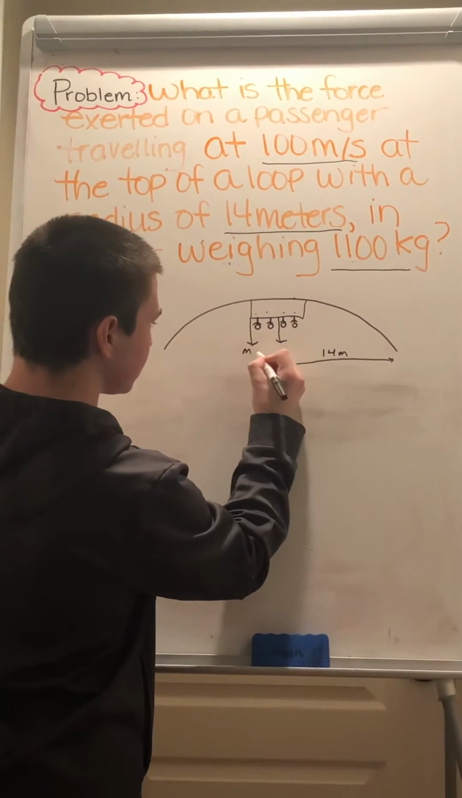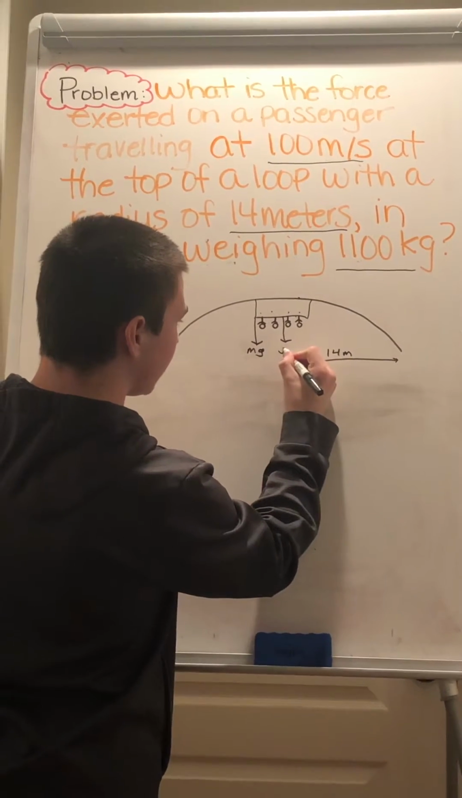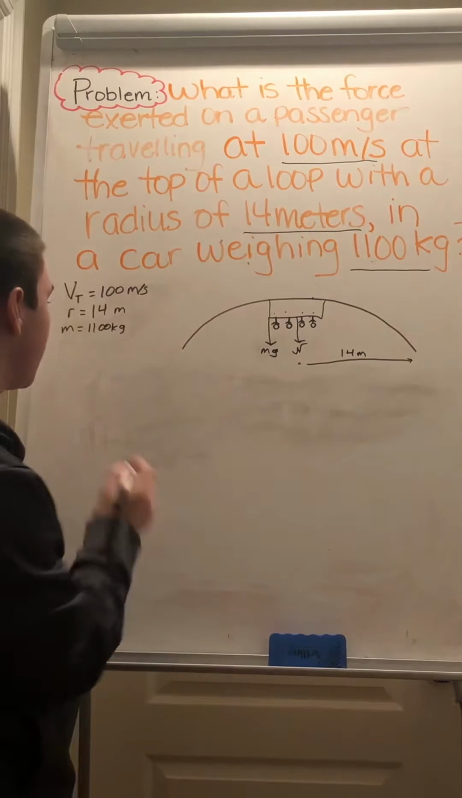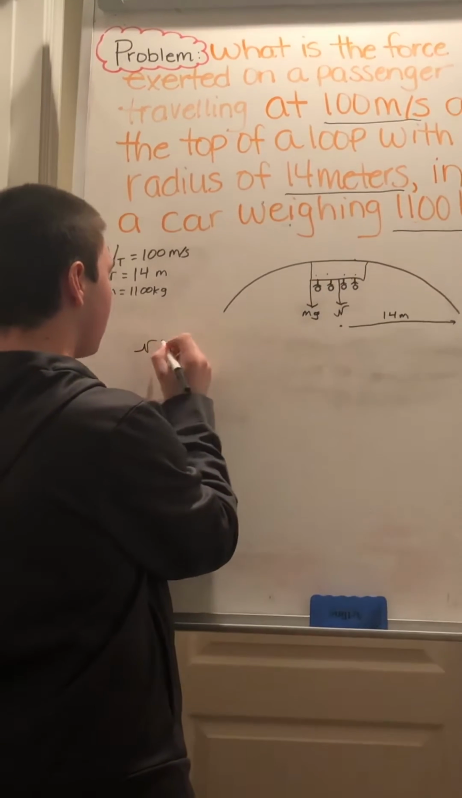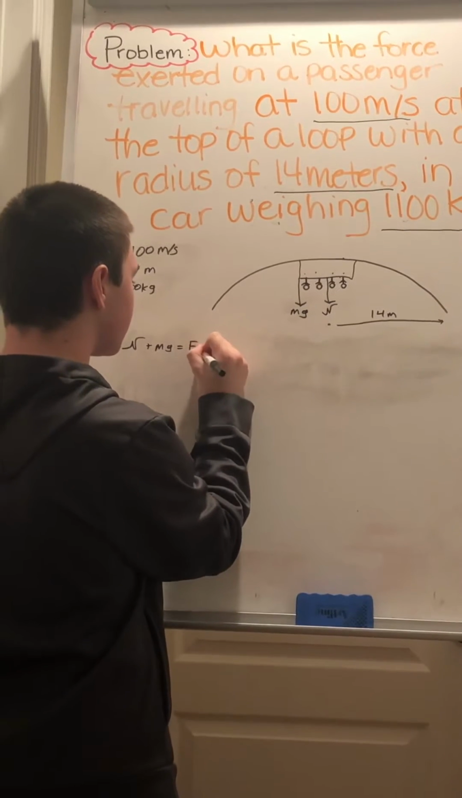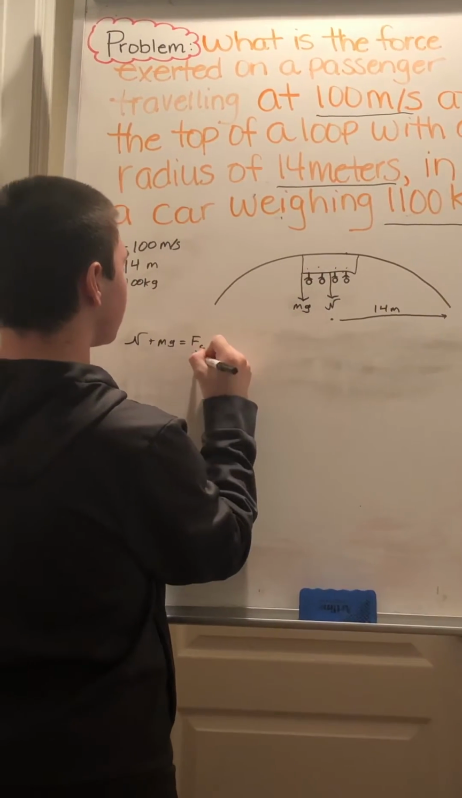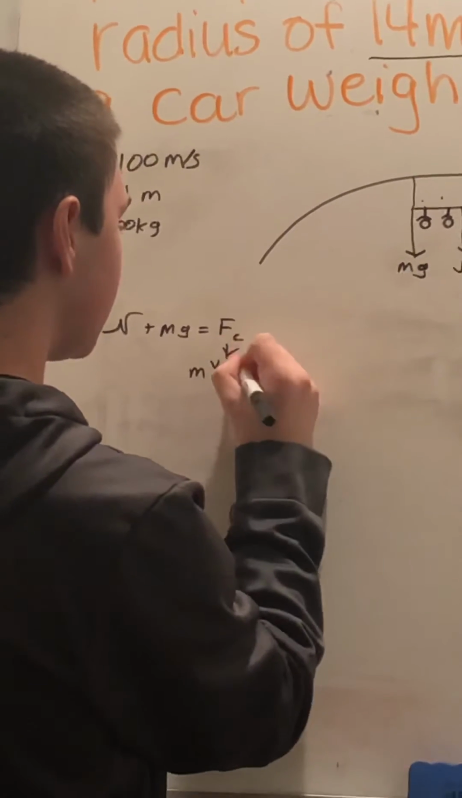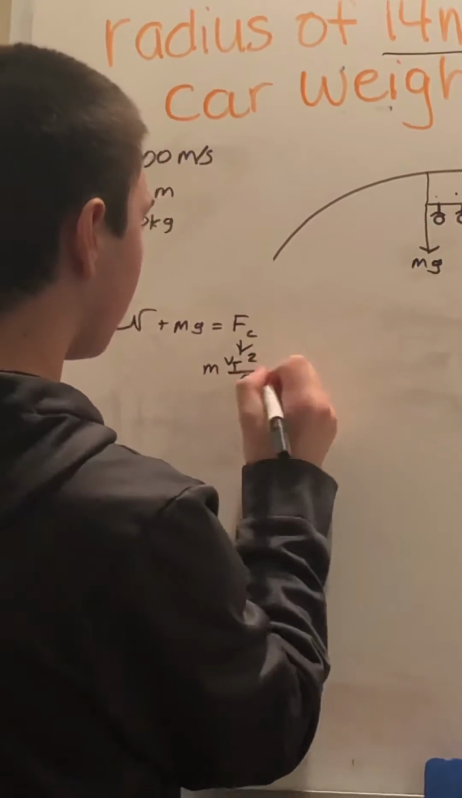So we have mass times gravity. We have the normal force, or apparent weight, acting on the passengers. Now we can use the equation normal force plus mass times gravity equals the centripetal force, and the centripetal force is equal to mass times velocity tangent squared over the radius.